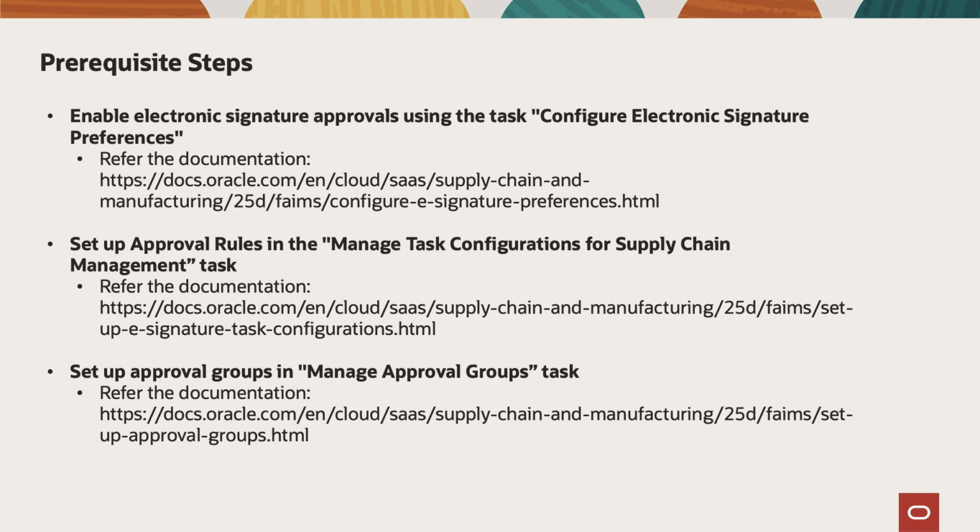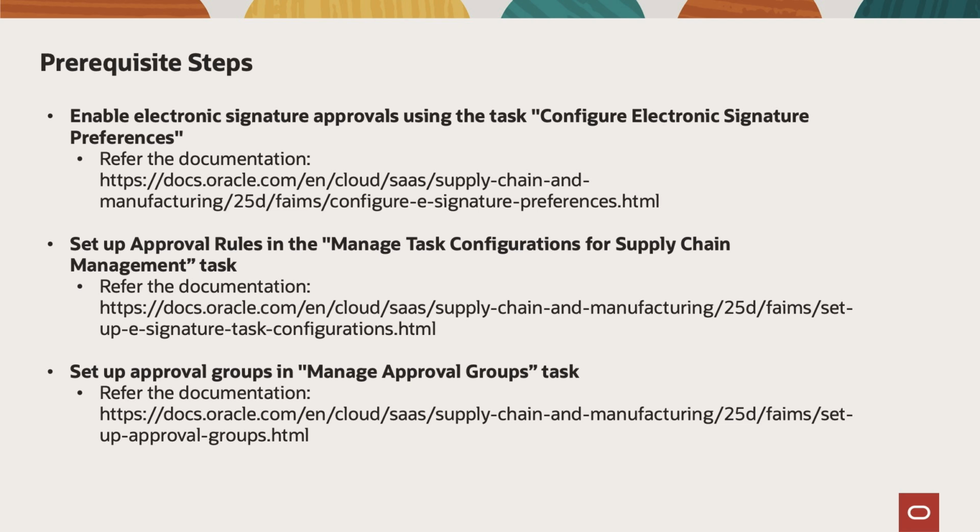First, electronic signatures must be enabled using the Configure Electronic Signature Preferences task. This allows electronic signatures to be captured inline during production execution. Next, approval rules must be configured using the Manage Task Configurations for Supply Chain Management task. This determines when electronic signatures are required for execution transactions.